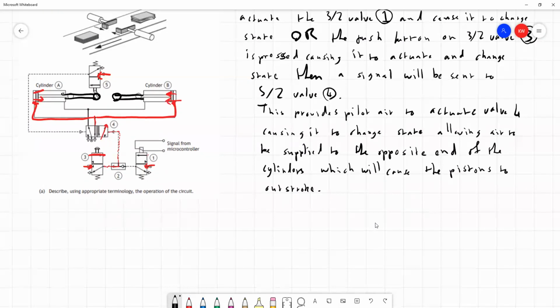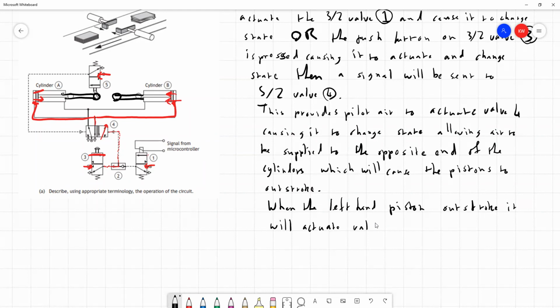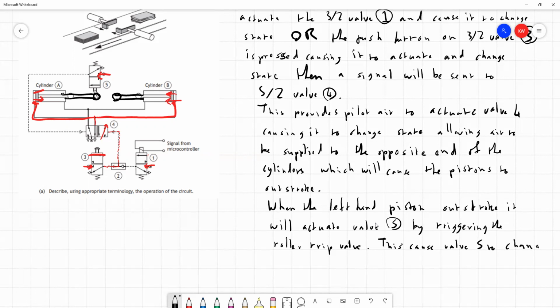So what we would say here, when the left hand piston outstrokes, it will actuate valve 5 by triggering the roller trip valve. This causes valve 5 to change state.